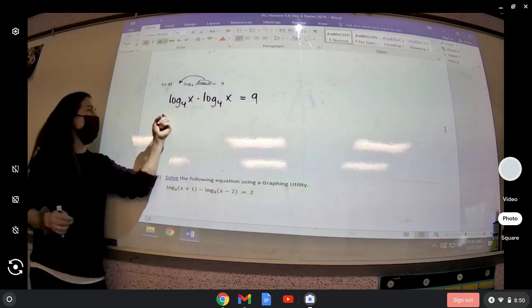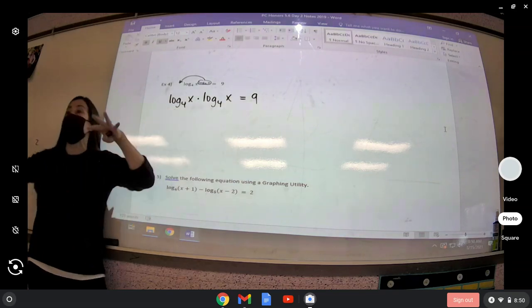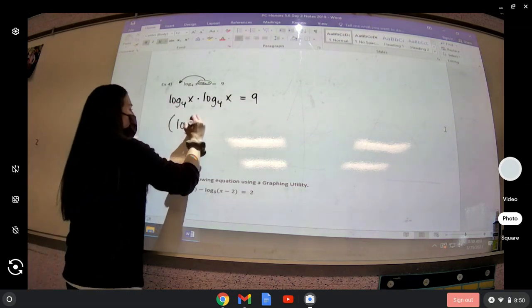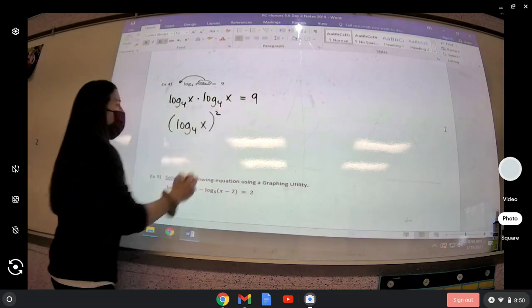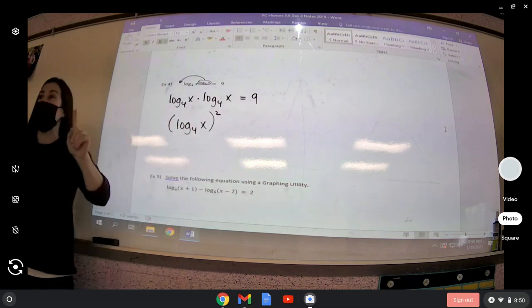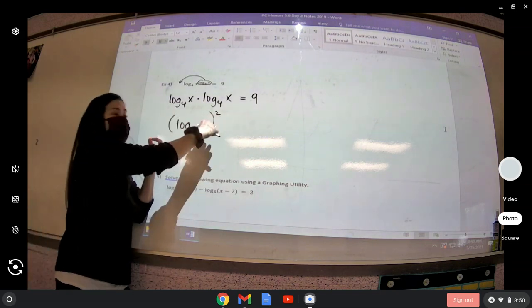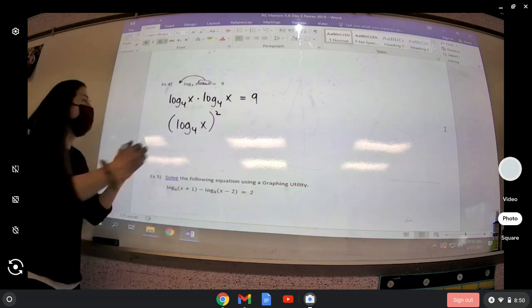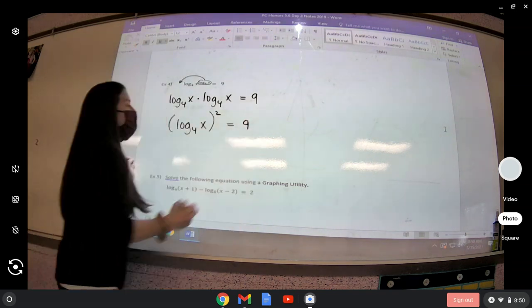So guys, when you times something by itself twice, that is literally the definition of squaring it. This is log base 4 of x, squared, right? I'm timesing this by itself twice. So again, this is not inside the log. This is literally the logarithm itself squared equals 9.